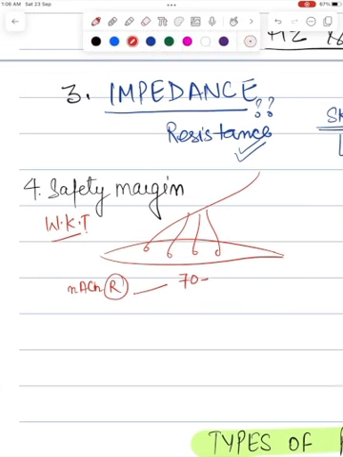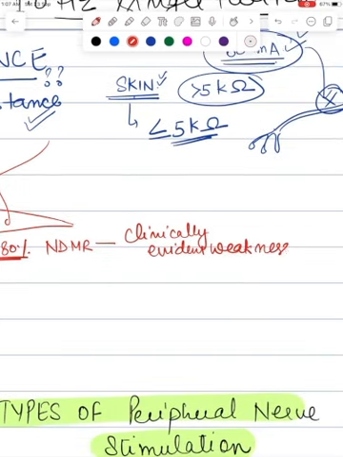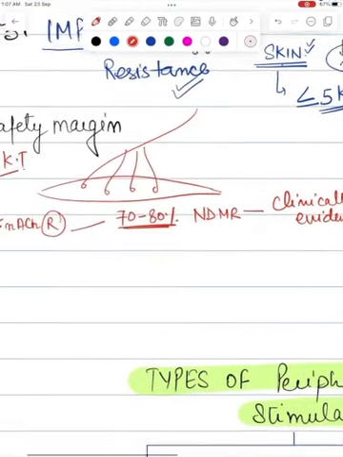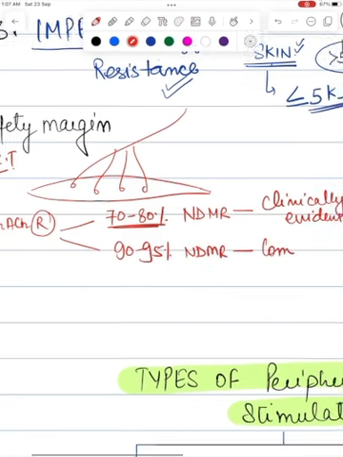when 70 to 80% of the total nicotinic acetylcholine receptors on the motor end plate are occupied by the non-depolarizing muscle relaxant, then clinically evident weakness starts to occur. And when 90 to 95% of receptors are occupied by the non-depolarizing muscle relaxant, then complete paralysis will occur.